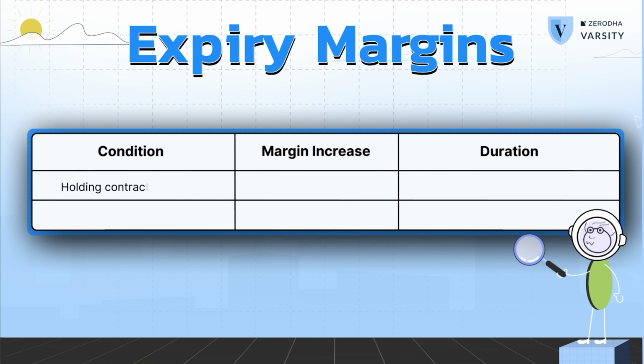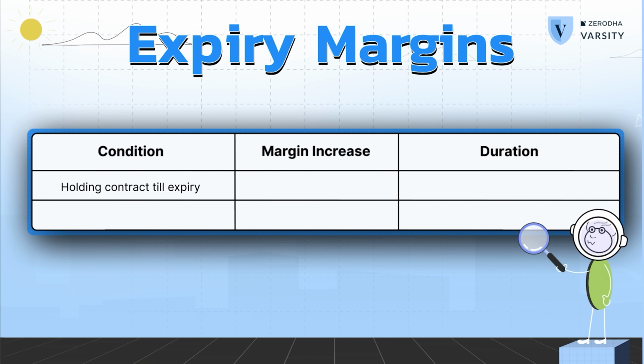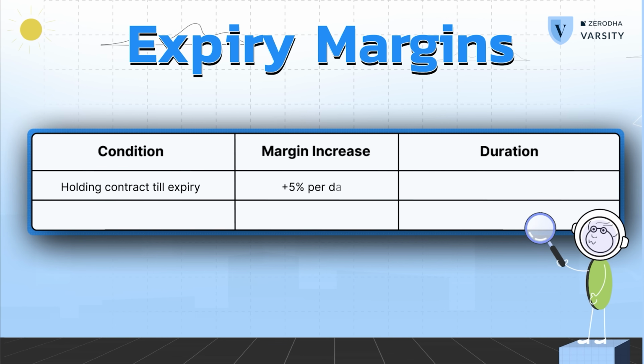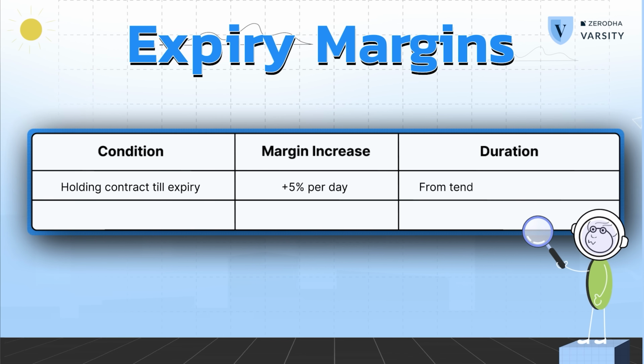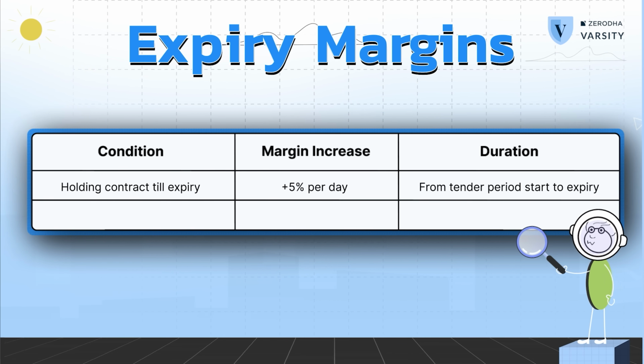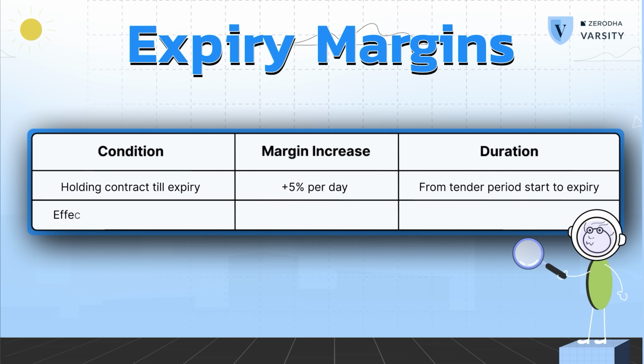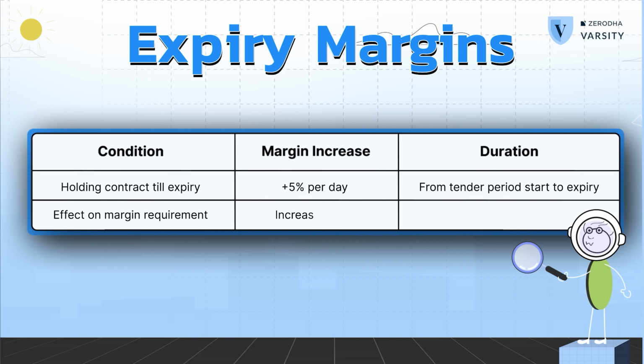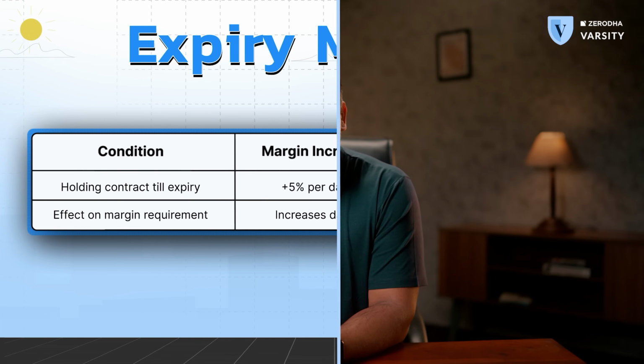If you wish to hold the contract till expiry, then the margins will slowly start increasing by 5% every day from the start of the tender period till expiry. So the margin requirement increases in these contracts leading to expiry. Because of this increased margin requirement closer to expiry, the trading activity shifts from the current month to next month contracts, and therefore the liquidity starts to dry up.